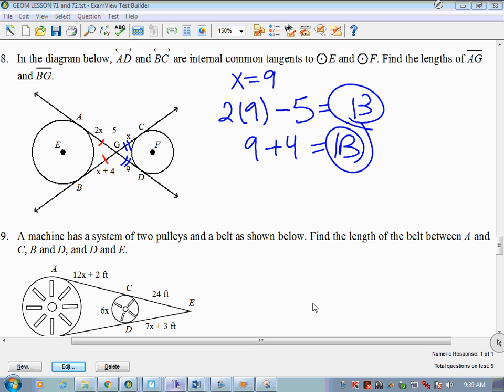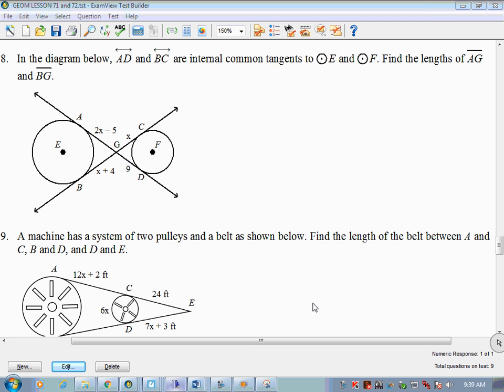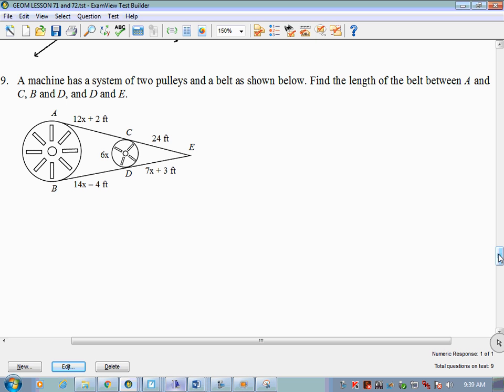Okay, last question of the day. A machine system of 2 pulleys and a belt is shown below. Find the length of the belt between A, C, B, D, and D, E. So it wants to know all these different lengths. Well, the other side of this is also true, that this length is going to be congruent to this length, and congruent to that length.